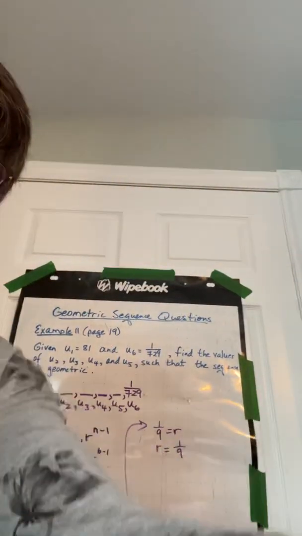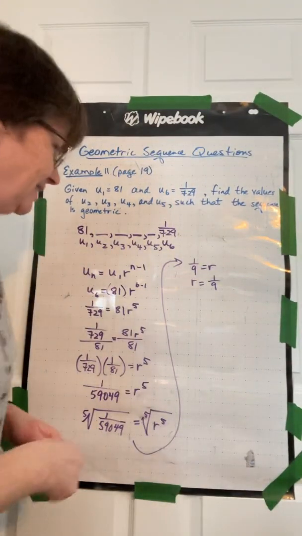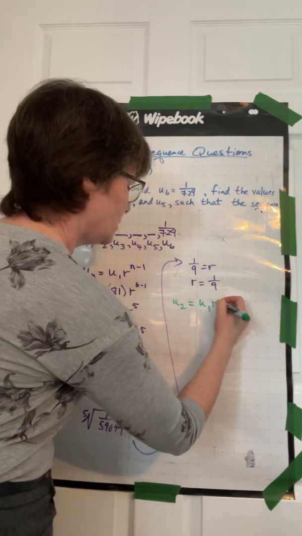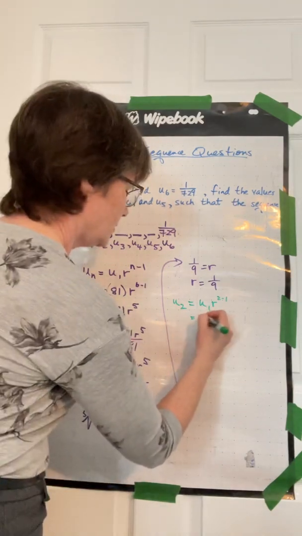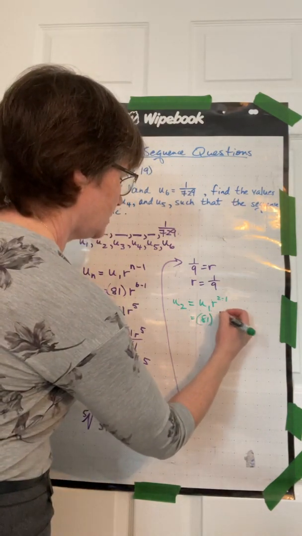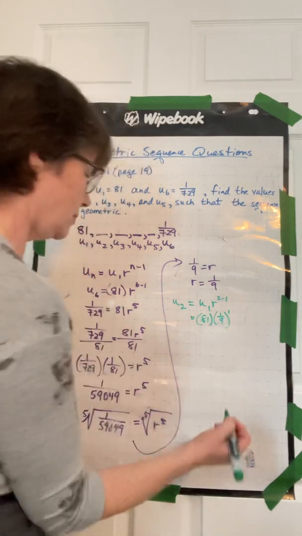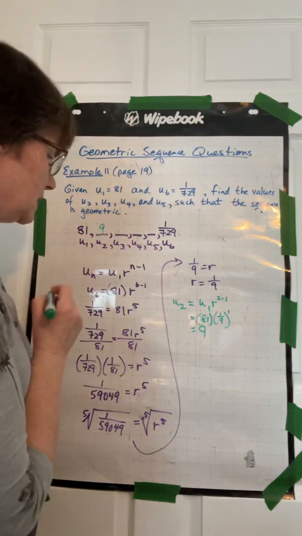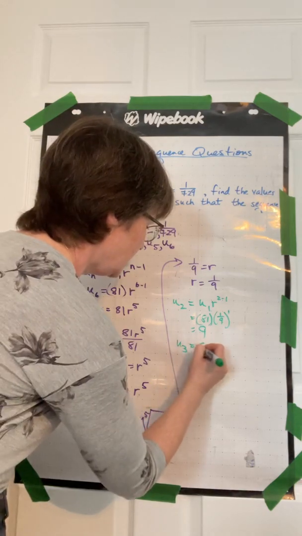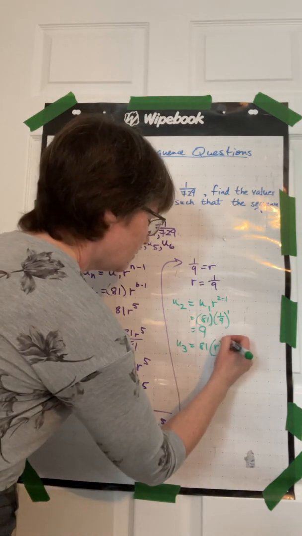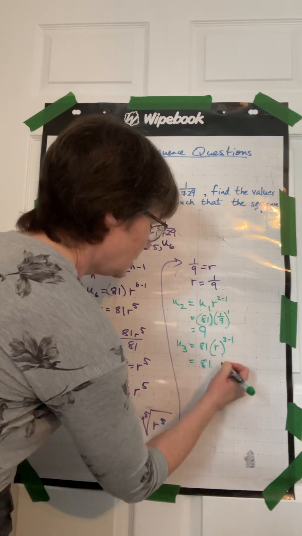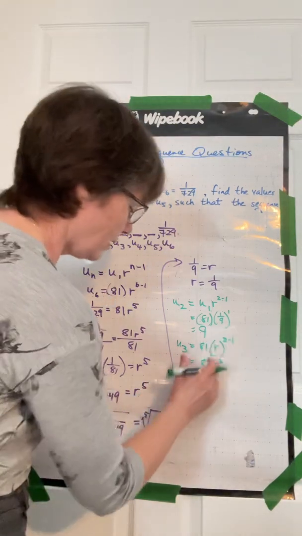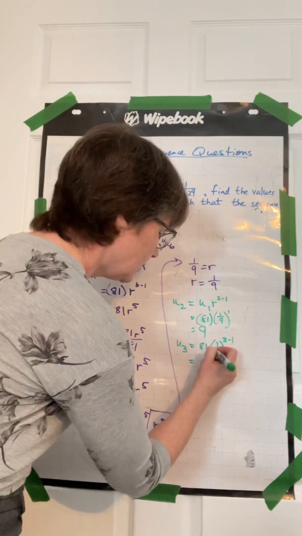Let's get my green. Okay, U2 then will be U1 times r to the 2 minus 1. So U1 is 81, r is 1 over 9 to the power of 1. So 81 divided by 9 is 9. Okay, so now U2 is 9. U3 is 81 r to the power of 3 minus 1. That's 81 r squared. We already know what r is, so we can fill that in, 1 over 9.